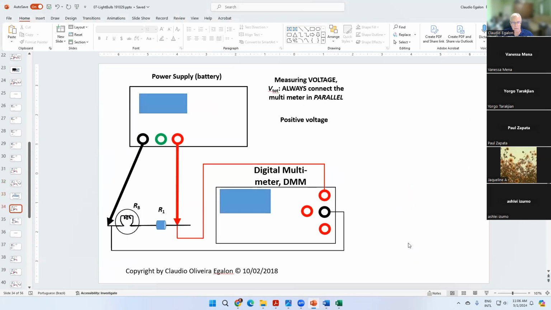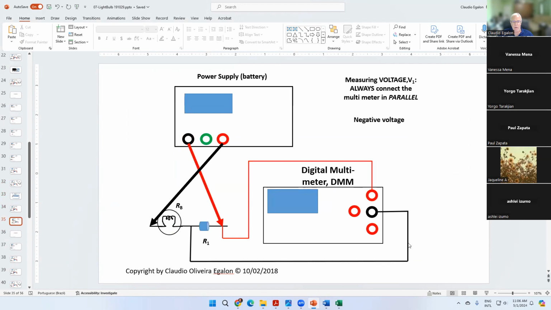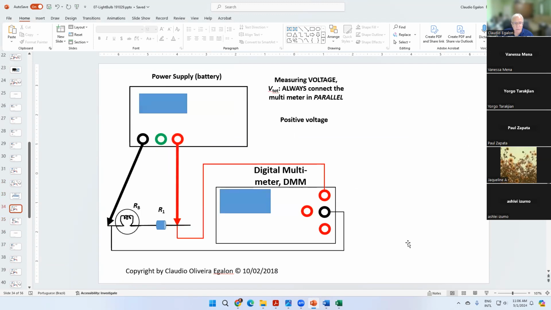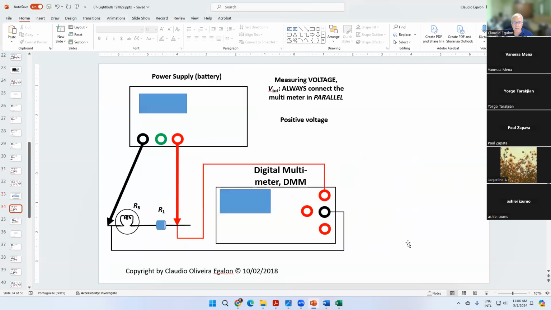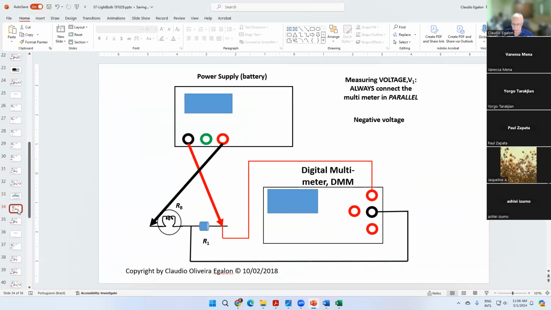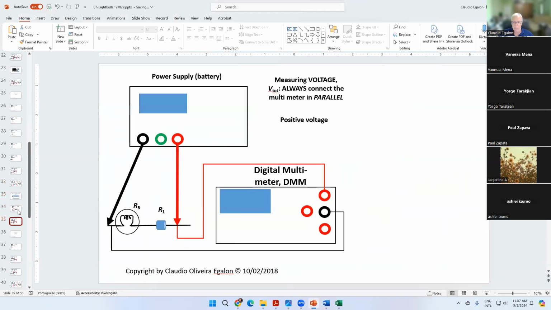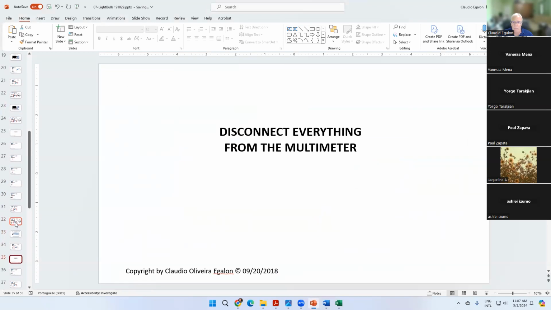Let's see. Yeah, invert the polarity. Why do I have that thing here? Yeah, I shouldn't have this slide here. For some reason it's here, I don't know why. Okay, so I will erase it altogether. I don't need that.